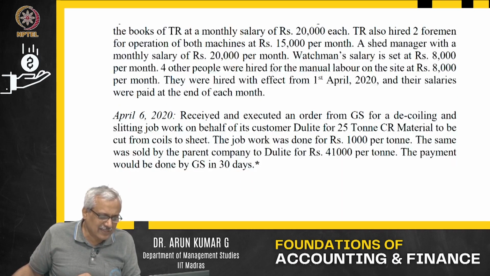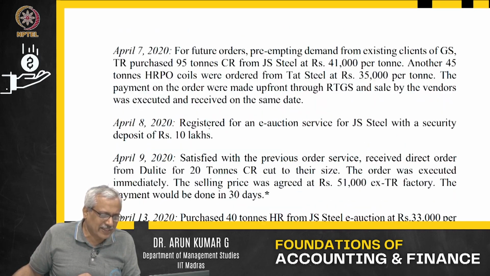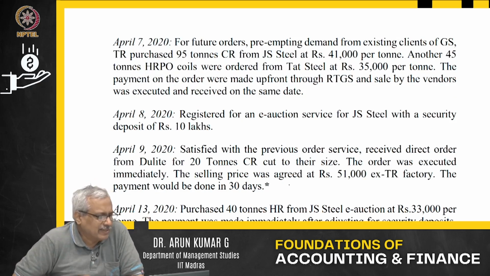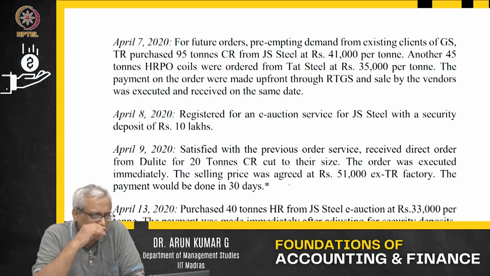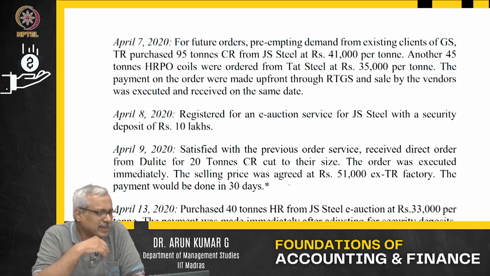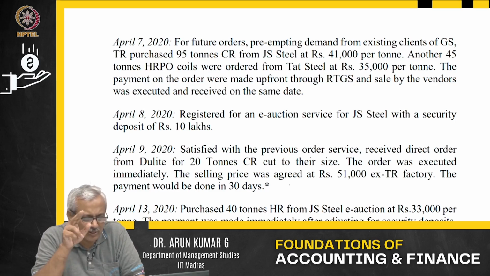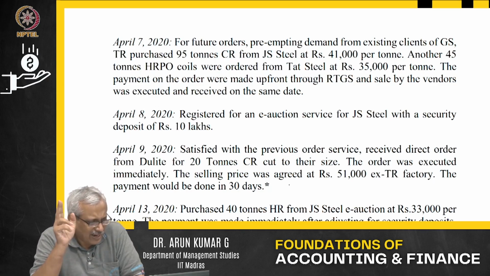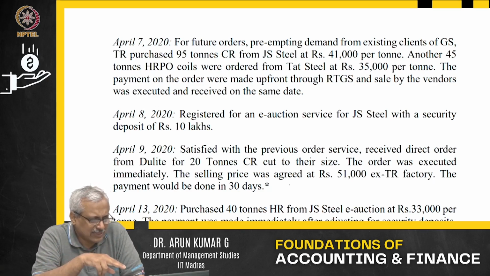So, till 6th we have finished the transaction. Now, let us go to the 7th, 8th and 9th and so on. We go back to April 7th, and let us see. I will read this statement. For future orders, preempting demand from existing clients of GS, TR purchased 95 tons of CR from JS Steel at 41,000 per ton. Another 45 tons of HRPO coils were ordered from TAT Steel at 35,000 per ton.